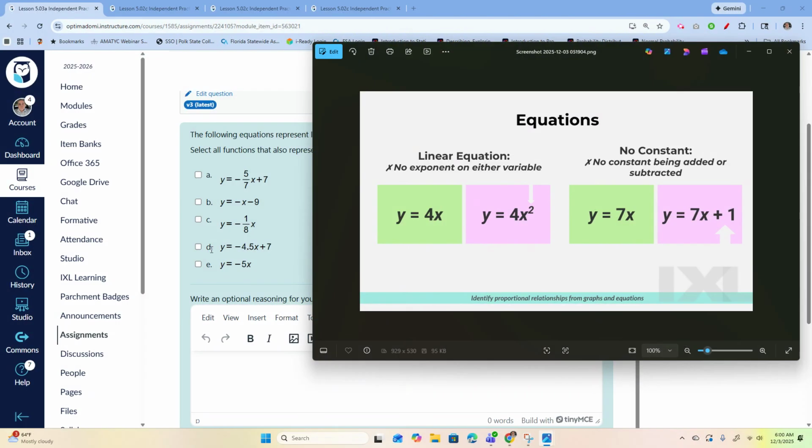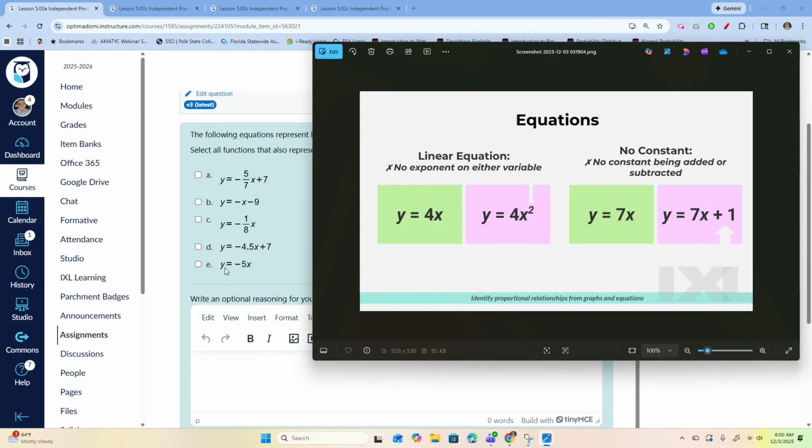Look at letter D. y equals negative 4.5x plus 7. Oops, that's not proportional. Why? I have an addition. That's what it says here. No number, no constant can be added or subtracted to the x.